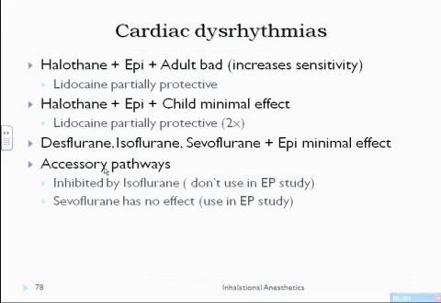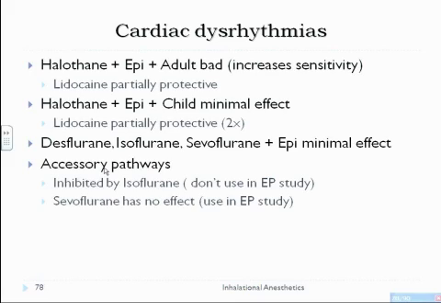Desflurane, isoflurane, sevoflurane, epi really don't have any bad effects. So it's really only the halothane you have to worry about. And accessory pathways are inhibited by isoflurane. These are things that when we're doing EP studies, electrophysiologic studies of the heart, you want to see the accessory pathway to show up. When you use isoflurane, it actually will protect you so you don't get into that reentrant arrhythmia. So in that sense, it's kind of a good agent to use if you're worried about causing reentrant arrhythmia.